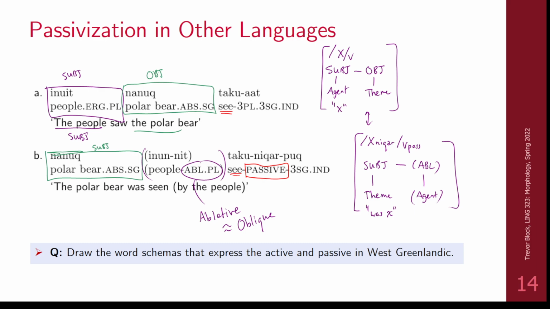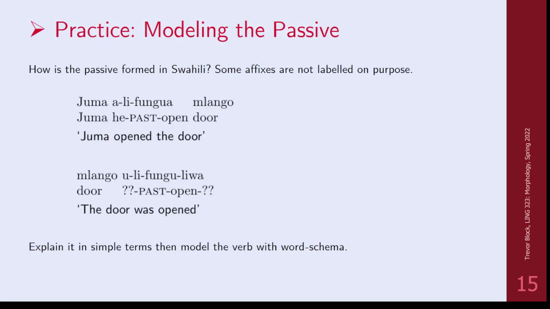And we see it's just like English, but because we're looking at a different case system, we're not using oblique case. Here, we're just using ablative case. So if you want, instead of using subject and object, you could just use the case markers as they are. So you could say that instead of subject, you have ergative here. Instead of object, you have absolutive. And you could include that information if you would like. That is an option. So both are available. But that is how we would model passivization in West Greenlandic.